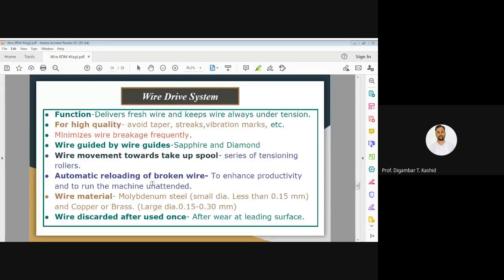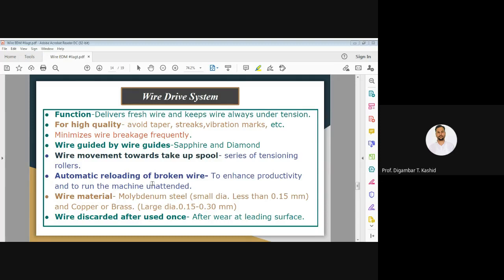And again, for higher quality, we should avoid taper, streaks, vibration marks, etc. That we have to avoid to get high quality. And again we have to take care to minimize the wire breakage, which is happening frequently, so that we have to minimize. And in many cases, wire guides are used, so the wire will be guided by the wire guides.